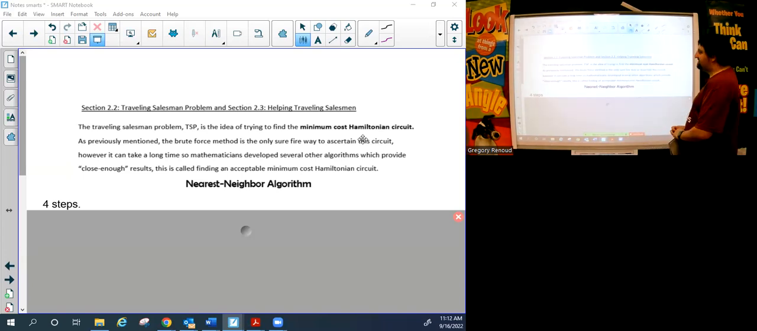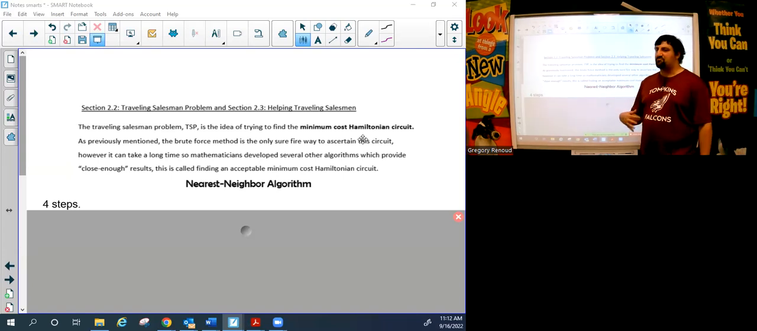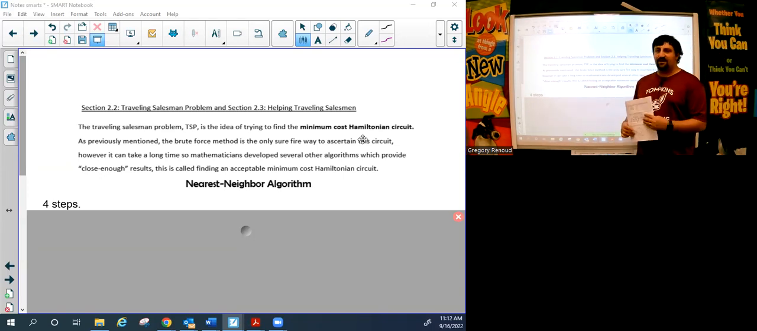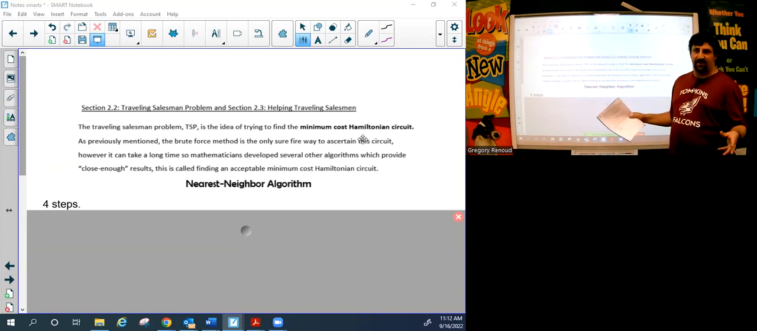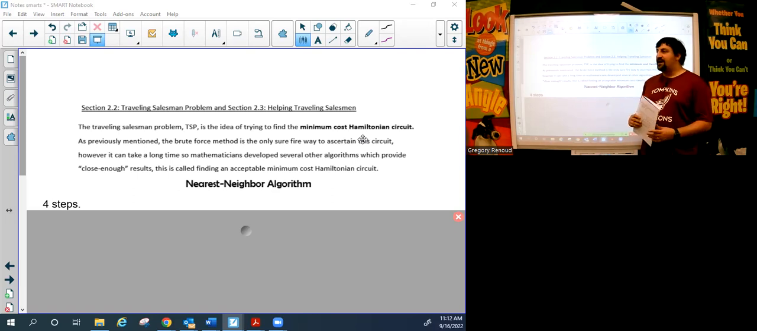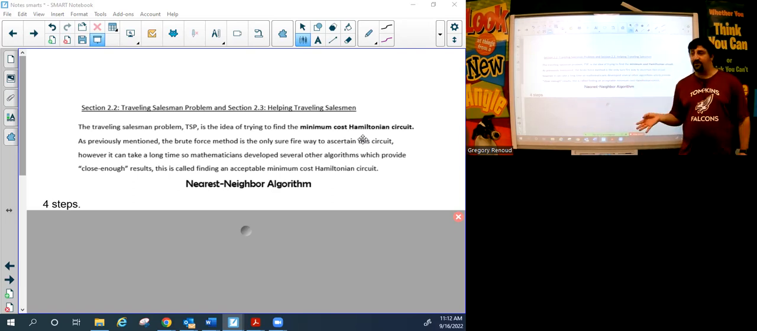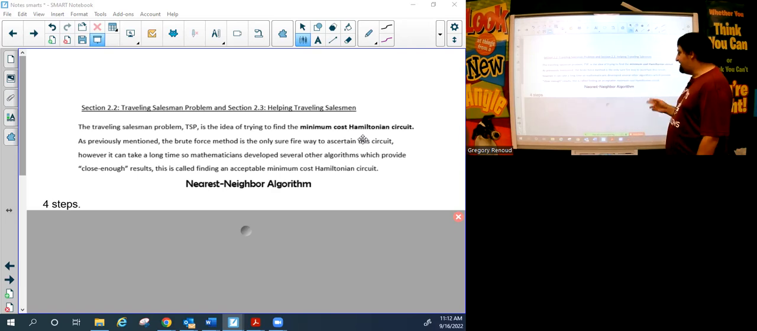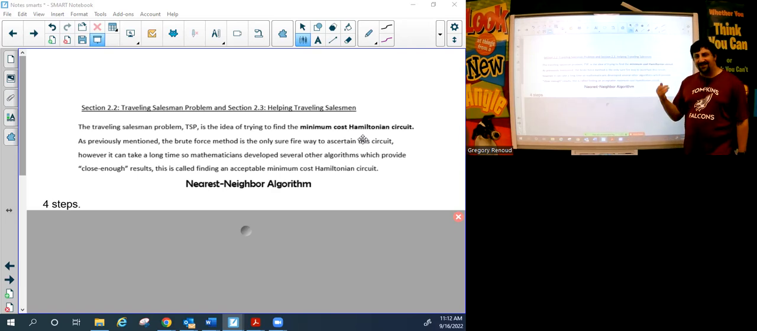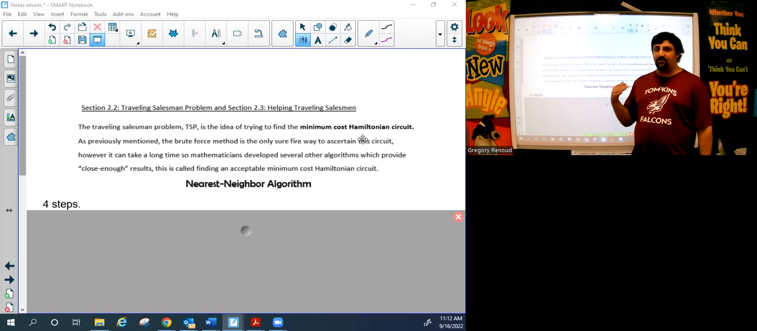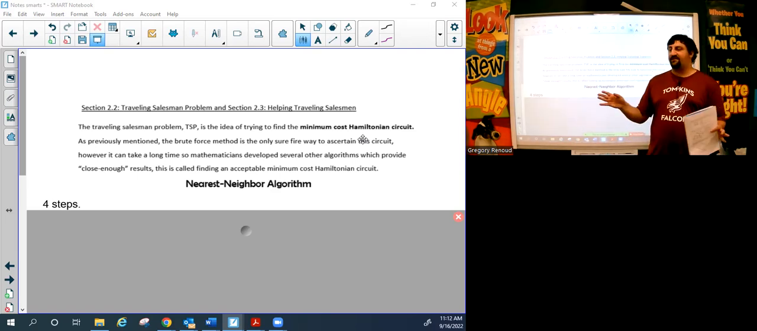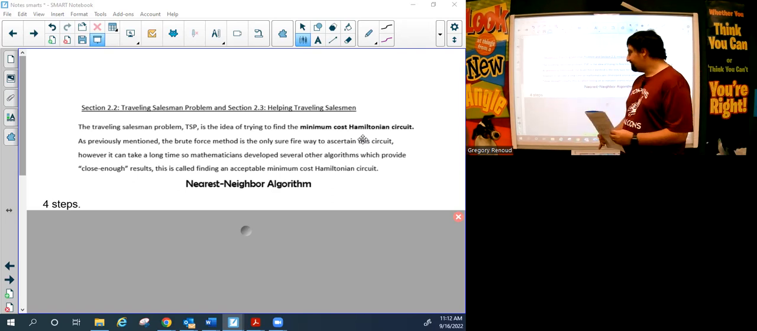In this case, when we did the brute force method, we did it with smaller graphs where we only really had 6 or 8 circuits to worry about. There are times where we have millions upon millions of circuits to worry about. And so obviously we don't have time to do all of those. So we need a shortcut. This is called the nearest neighbor algorithm. And while it doesn't guarantee that we will get the lowest possible cost, it's saying close enough because we don't have time to do all of them.